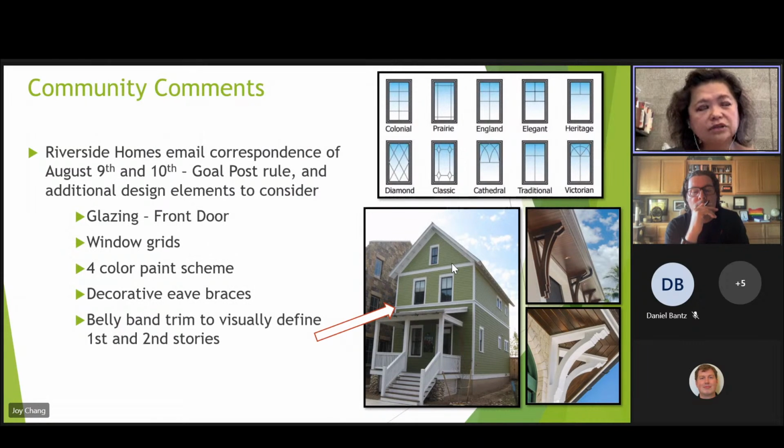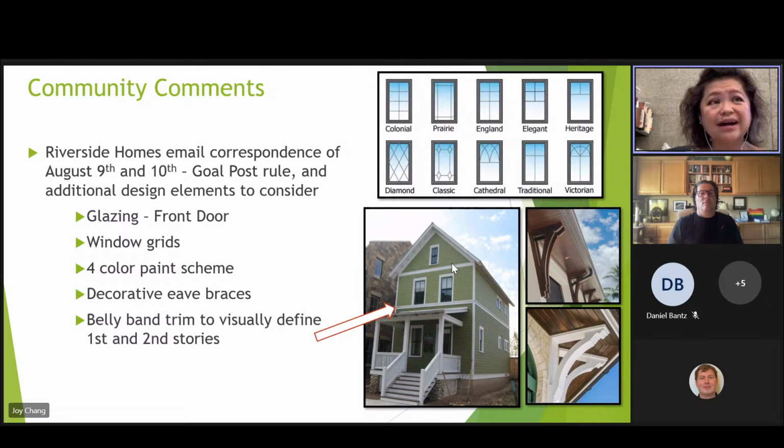So I do want to let you know that our city attorney is looking into that, and so we will have more direction in regards to that goalpost rule. But they were also asking for additional design elements for us to consider.